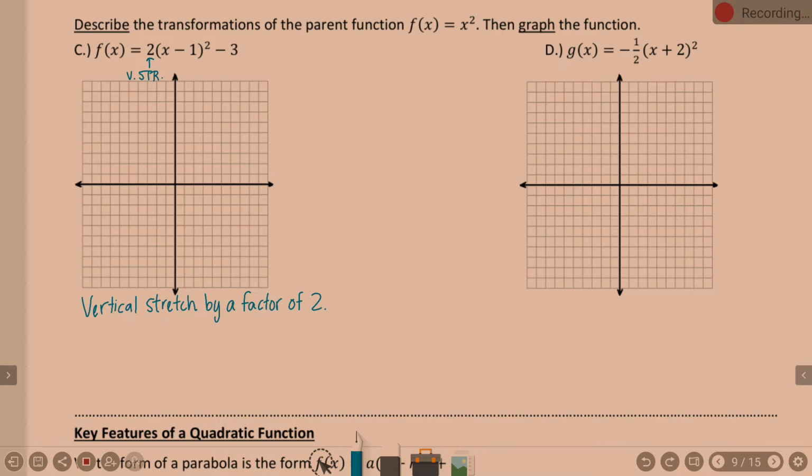Okay. Plus or minus a number at the end is up or down, direction of the sign. So that is going to translate down 3. And minus 1 in those parentheses goes opposite the direction of the sign. So that's going to be right 1. So I'm going to translate right 1 and down 3 units.